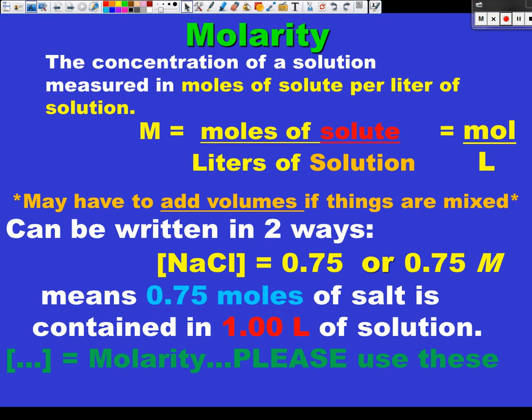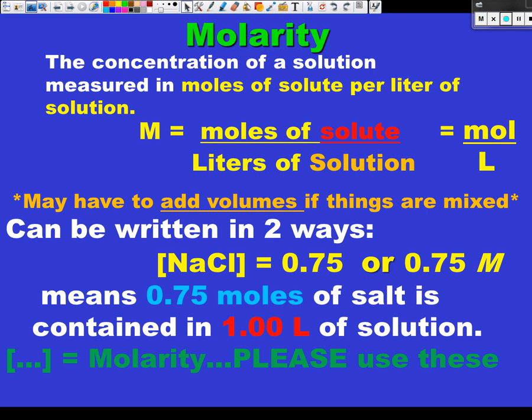So, you may have to add volumes if things are mixed. Keep that in the back of your skull because we'll talk about that. Let me give you an example. You have solution A and solution B. I take solution A and pour it into solution B in a bigger container. Number one, do I have a certain number of moles in A with a certain volume? Do I have a certain number of moles in B with a certain volume? When I pour them together, are the moles additive? Potentially. We'll talk about how and why. Number two, are the volumes additive? Yes, keep that in mind, but only when solutions are mixed.